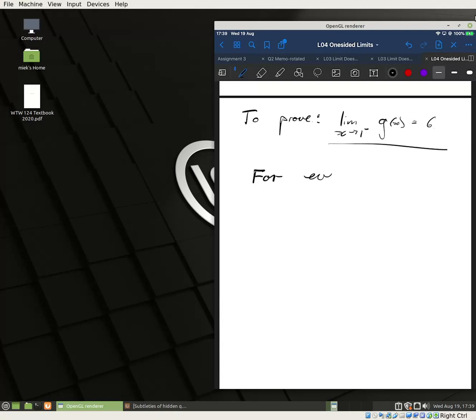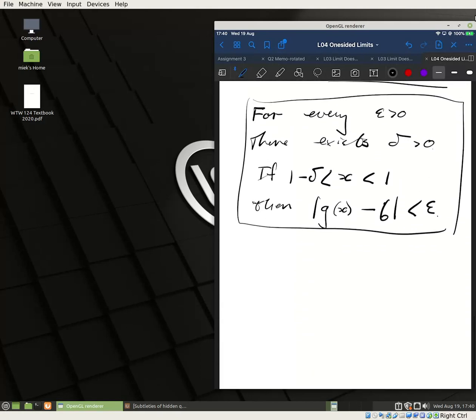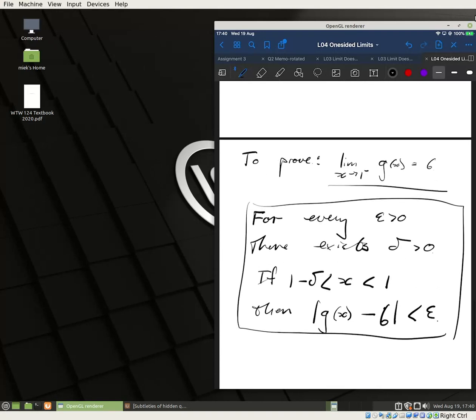So let's write out what we have to prove. For every epsilon greater than 0, there exists a delta greater than 0, so that if x is to the left of 1 but to the right of 1 minus delta, then |g(x) - 6| is less than epsilon. So this is what we have to prove. Okay, so this tells us how to write our proof outline.